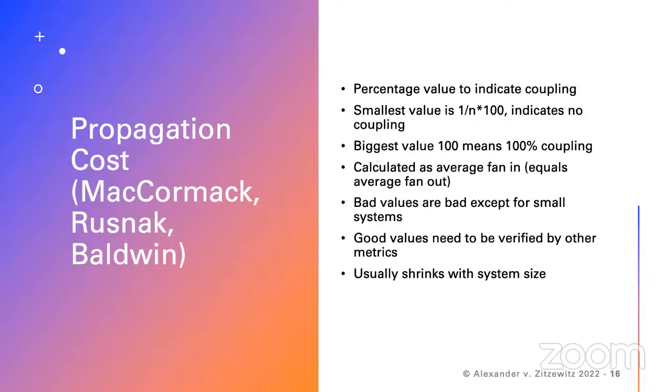The reason why it usually shrinks with system size is because you could think about a big dependency matrix for your system. In a dependency matrix, you would have the same number of columns and the same number of lines as you have compilation units. So if you have 10 compilation units, the number of cells in your matrix would be 100, 10 times 10. But if you have 1,000 compilation units, the number of cells in your matrix is already 1 million. So it grows with the square number of cells. And that explains why usually, even if you don't do much to improve coupling, if you just add new compilation units, the value might shrink a little bit.